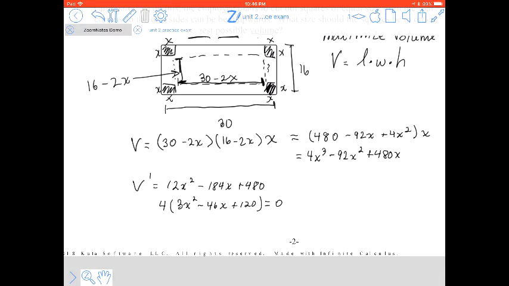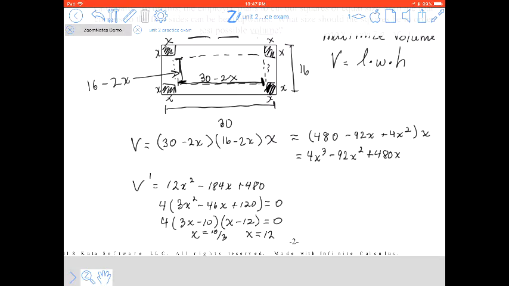And it turns out that this factors into 3x minus 10 and x minus 12. So we've got a couple values of x to consider. One of them here is x equals 10/3. Another one is x equals 12.